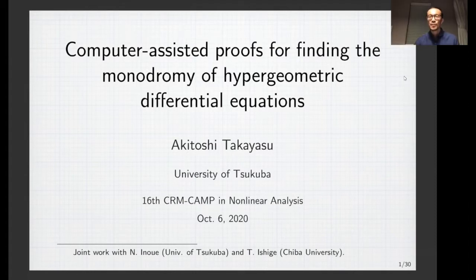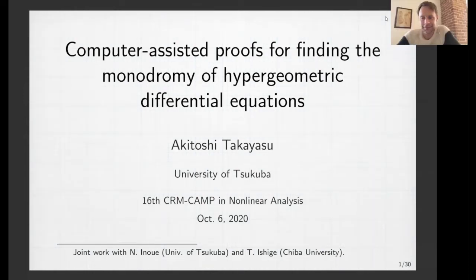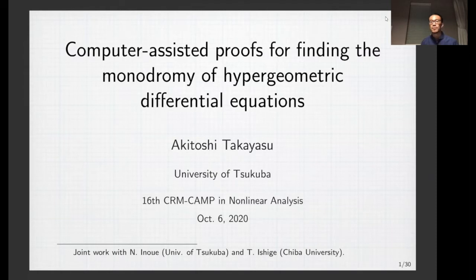Okay, thank you very much for the kind and detailed introduction. I'm Akitoshi, and today we would like to talk about computer-assisted results for finding the monodromy of hypergeometric differential equations. This is joint work with my former student, Naoya Inoue, and the PhD student at Chiba University, Toshimasa Ishige. Ishige is in this Zoom. We can see him. Okay, so let's start.